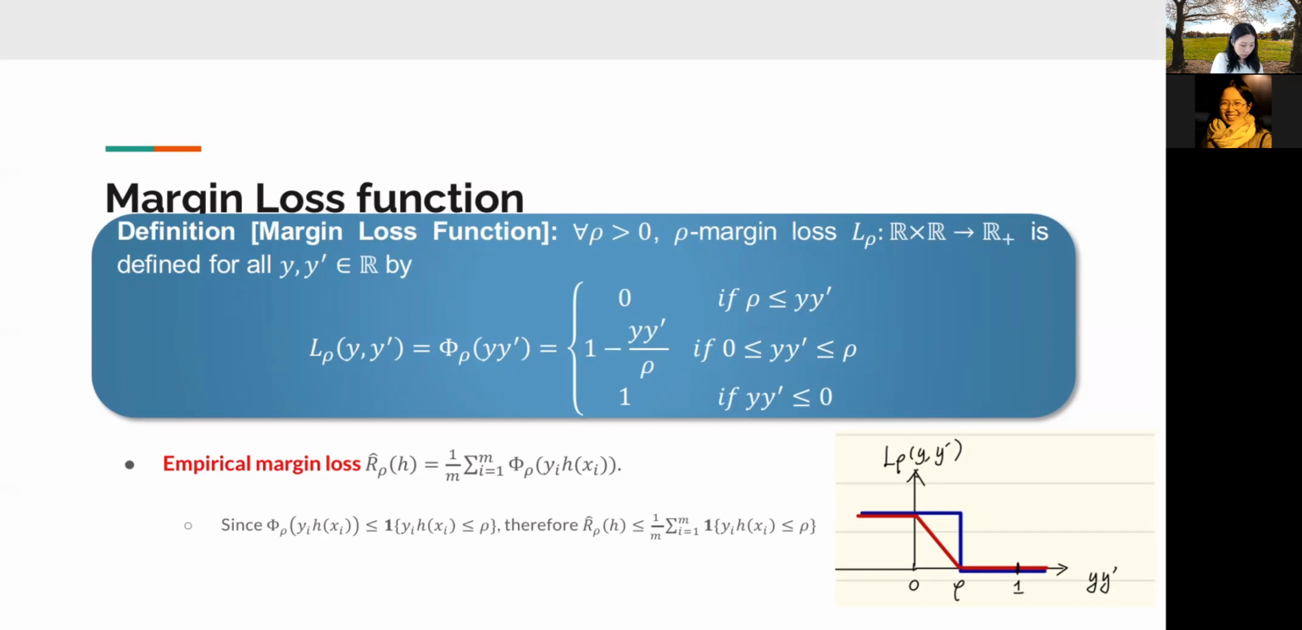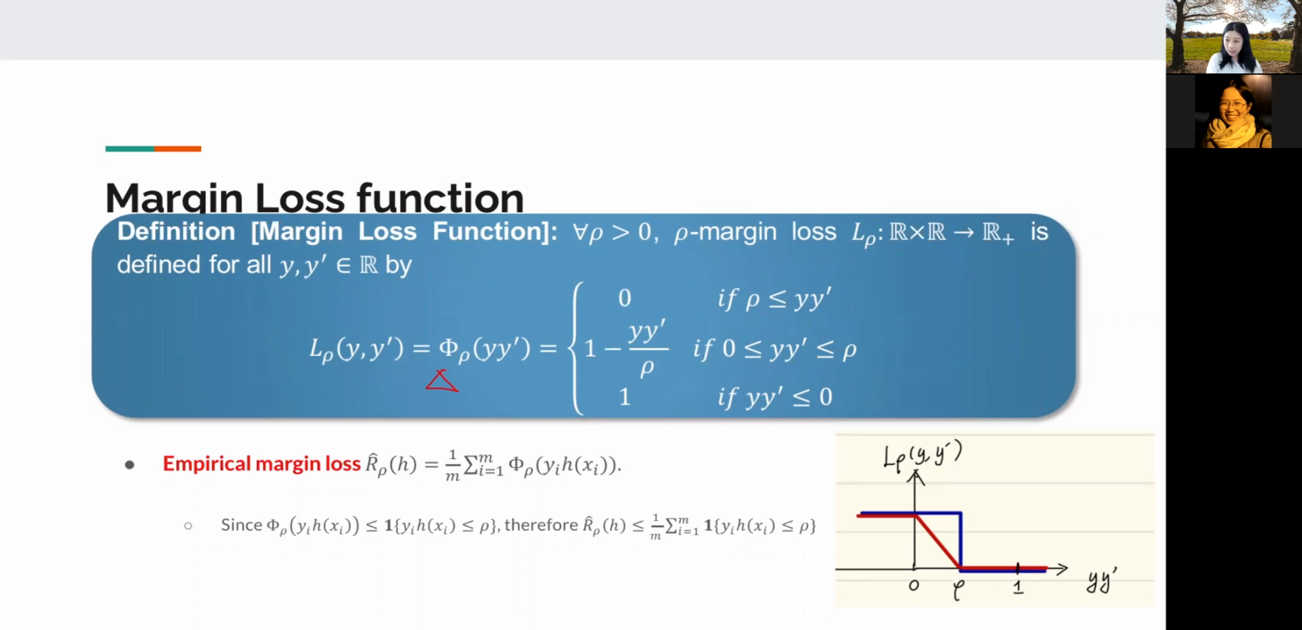You can think of y and y prime as two labels. Using phi to denote the margin loss function, it is essentially 0 if rho is smaller than or equal to y multiplied with y prime. If y y prime is greater than or equal to 0 and smaller than or equal to rho, it is defined as 1 minus y y prime divided by rho, and then 1 if y y prime is smaller than or equal to 0. What this really is, is just looking at the red curve. I have a plot down here. This is essentially what a margin loss function is.